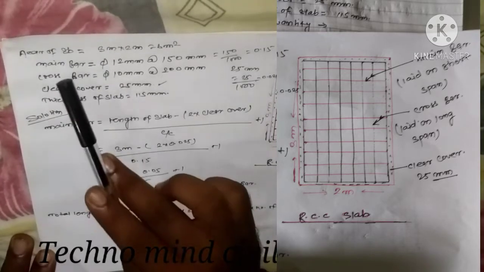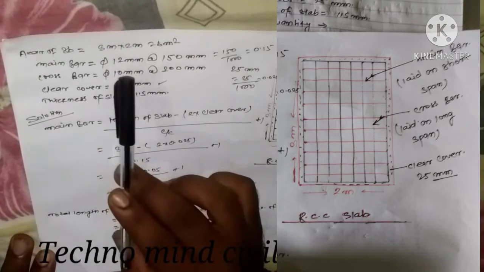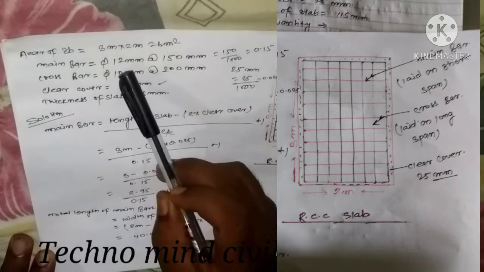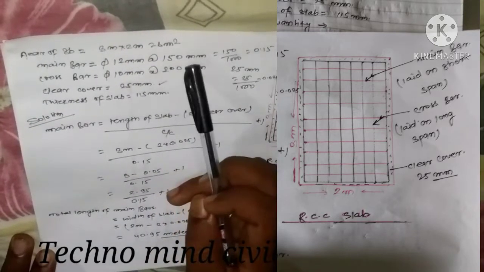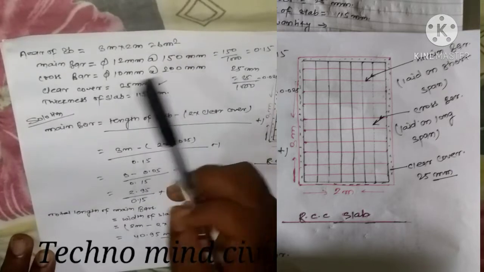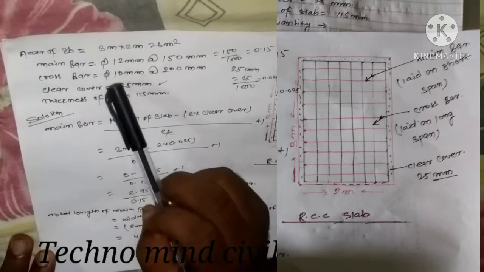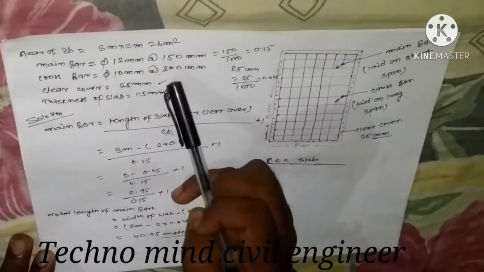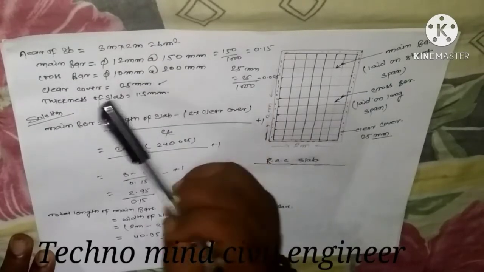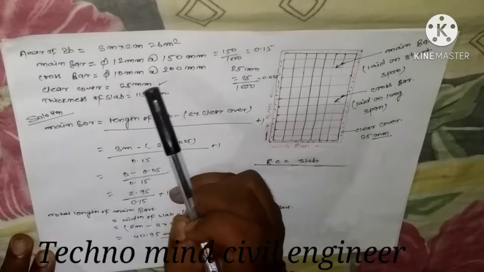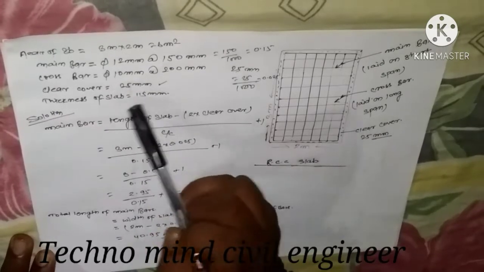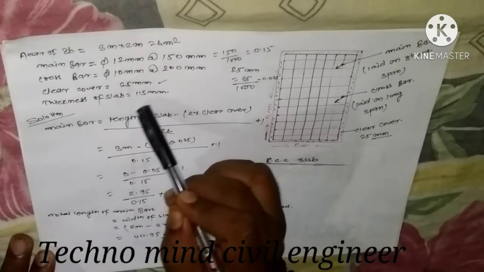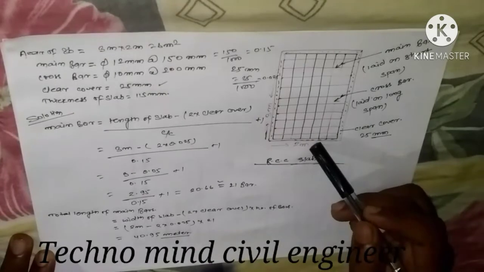The main bar diameter is 12 mm, and its center to center distance is 150 mm. The crossbar is 10 mm diameter, and its center to center distance is 200 mm, and its clear cover is 25 mm. The thickness of the slab is 150 mm.